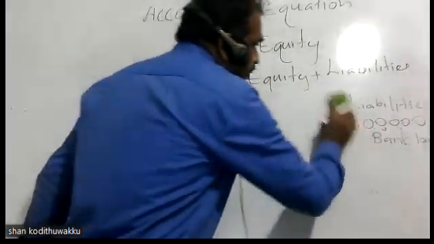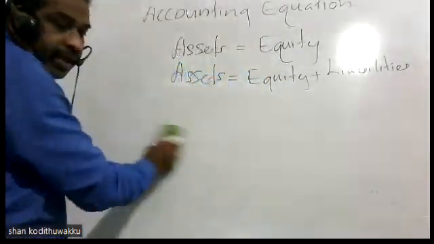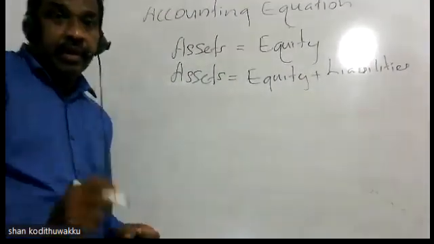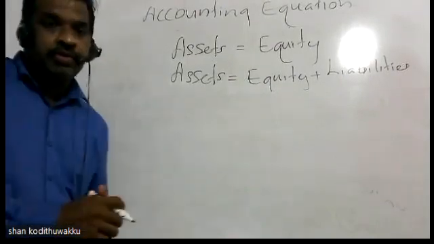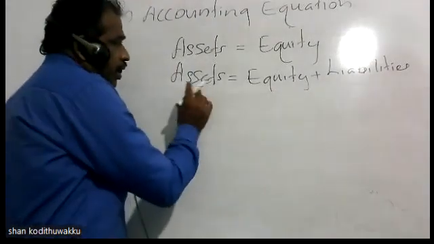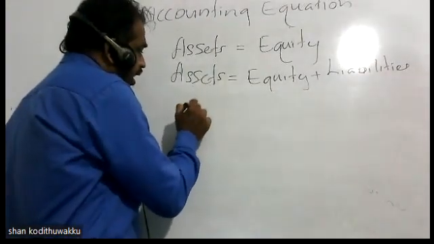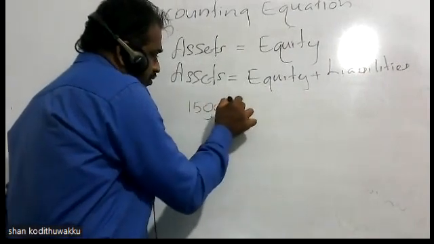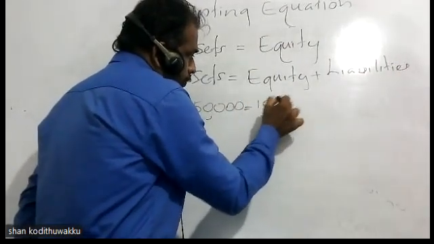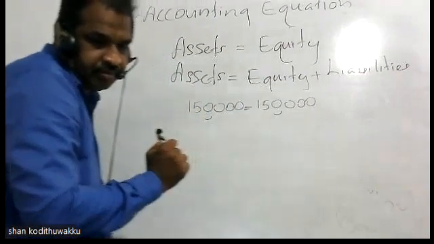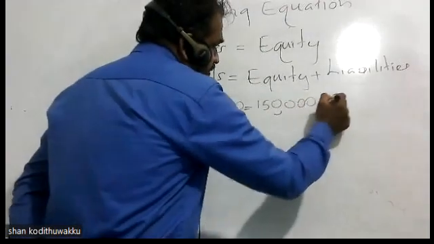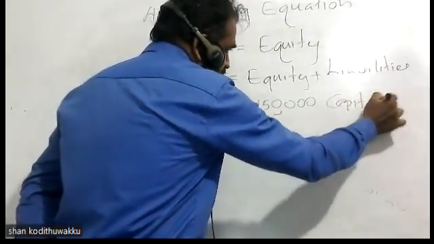We can take another example. Mr. Pereira introduced 150,000 to the business as his capital. Then under assets 150,000 equal equity 150,000. This is cash. This is capital.